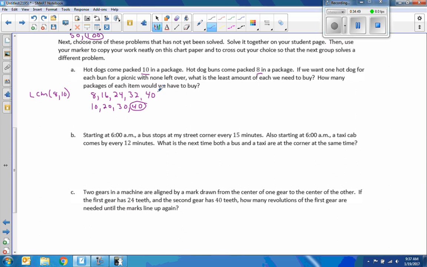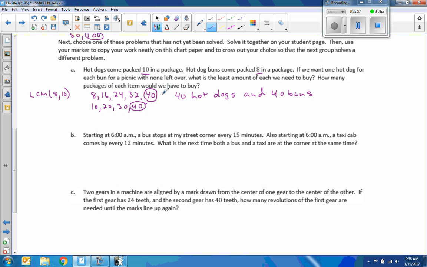It is very important that you learn the rules of this introduction to these problems, because you would have kept going out 10, and if you know the rules, you're saving time and steps. So there's my answer. Okay, I need 40 hot dogs and 40 hot dog buns. So the answer is 40 hot dogs and 40 buns. Okay, and it says how many packages of each item would we have to buy?